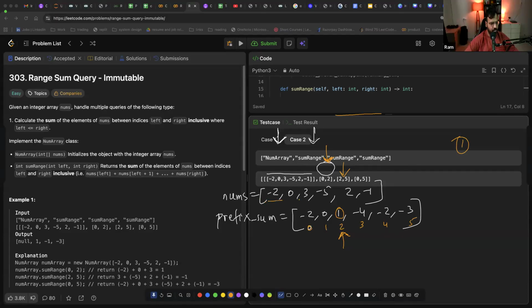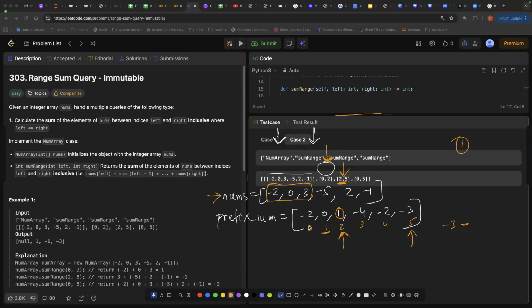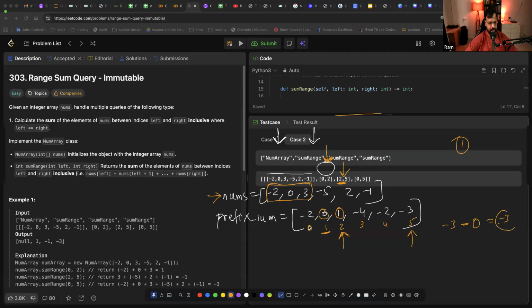You have to calculate the sum on nums. Okay, sorry. We have to find the sum from nums, not from the prefix sum. So minus 2 plus 3 is 1. Got it. Then 2 and 5. So what will we do? We'll find the prefix of 5, which is minus 3, minus the prefix of left minus 1. So left is 2, 2 minus 1 is 1, so index 1. Minus 3 minus 0 is equal to minus 3.